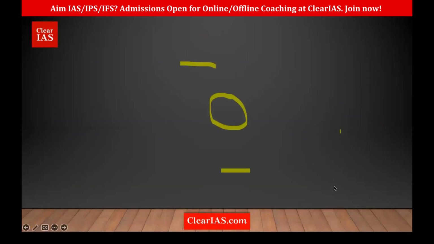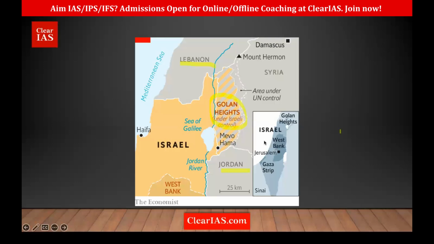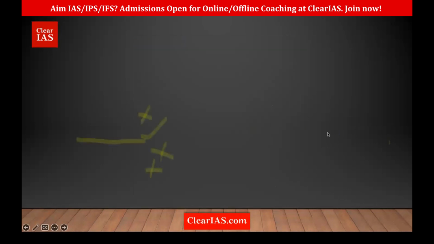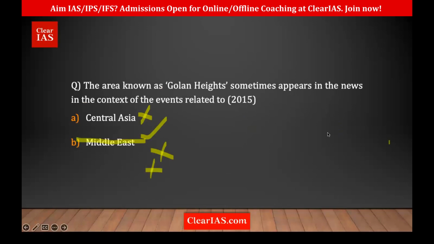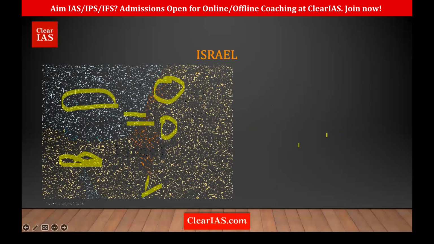Then next is the Golan Heights region, which is a region between Israel and Syria. It actually separates the Lebanon and Jordan regions. This we saw.